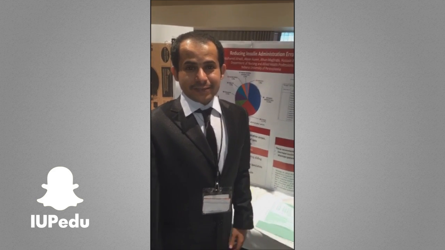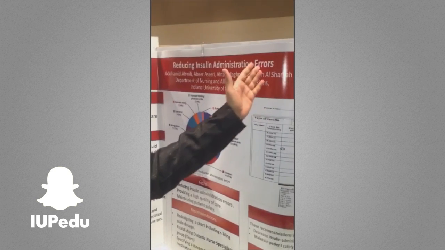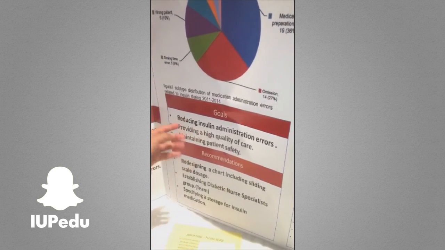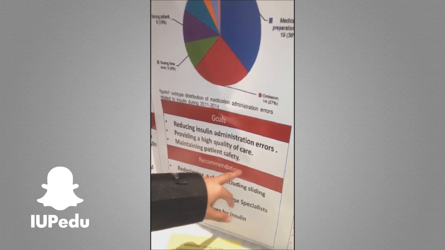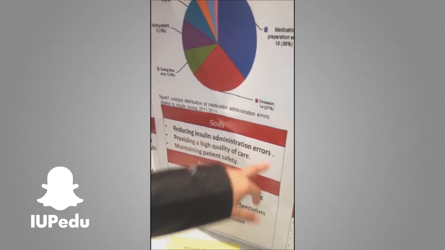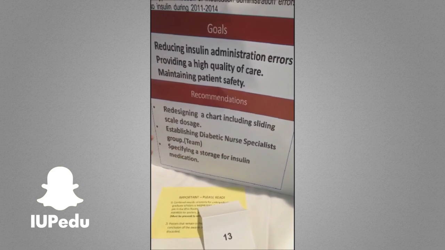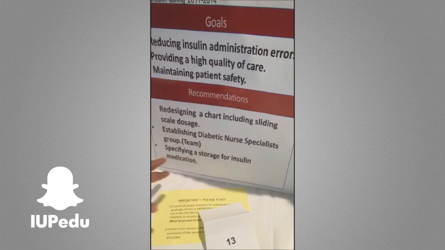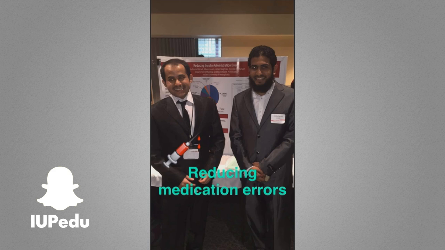I want to talk about how nurses can reduce insulin administration error. Our goal is to provide high quality of care, manage patient safety, and reduce insulin administration error. We have to make a chart including sliding doors and establish a diabetic nurse specialist group and specific storage for insulin medication. Our conclusion: if we follow the recommendations, we'll decrease insulin administration error and manage patient safety. That's our conclusion.